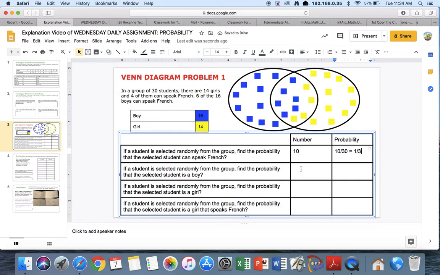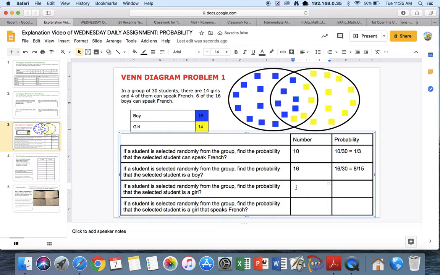All right, so the next one. If a student is selected at random from the group, find the probability that the selected student is a boy. Well, the blue ones are the boys, so we have 16 boys. What's the probability? 16 out of 30. This can be reduced, divide 2 into it, so we get 8 divided by 15. Okay, so 8 out of 15.